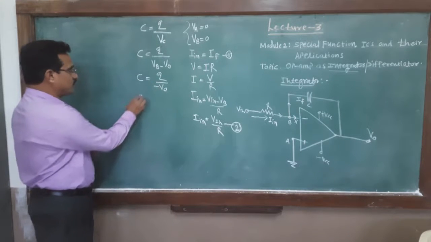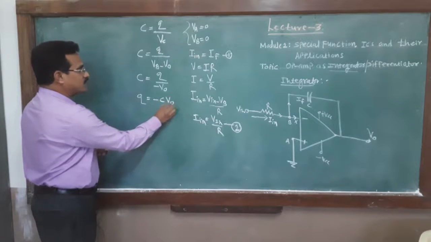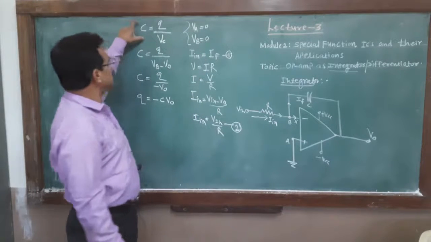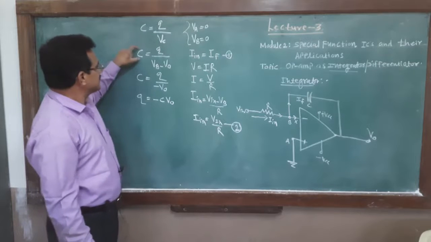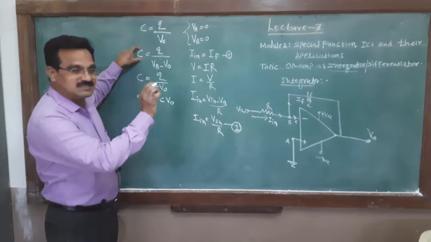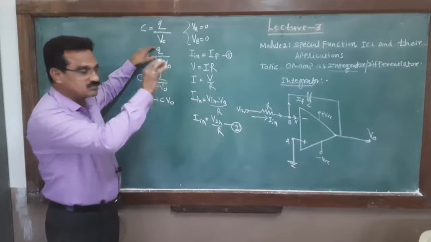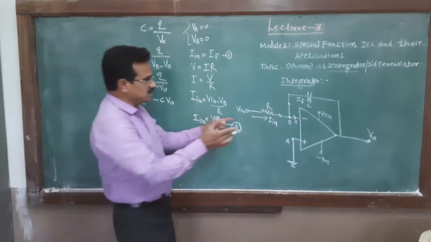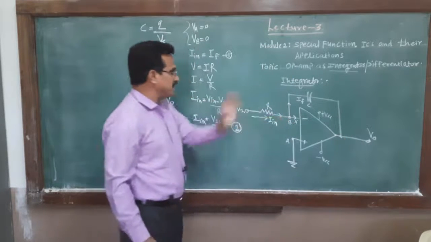Then what is the value of Q? Q is equal to minus C multiplied by V0. This is the value of Q. Remember this: C is equal to Q upon VC. This is the formula. C is the value of the capacitance, which remains constant. Q is the charge stored within the capacitor, and the voltage across the capacitor means the voltage difference of these two points, that is VB minus V0.